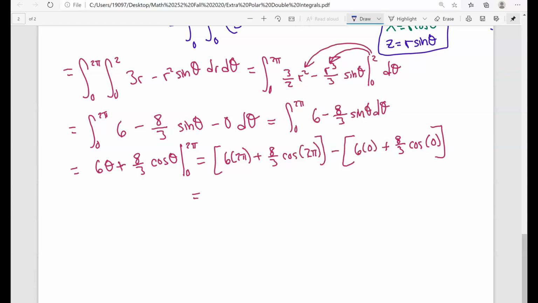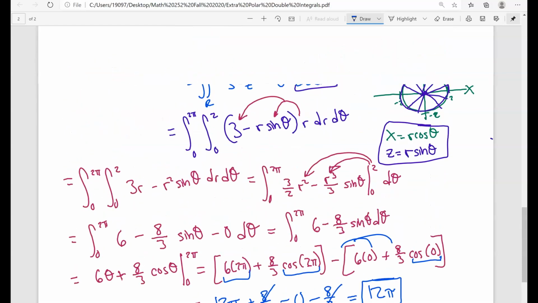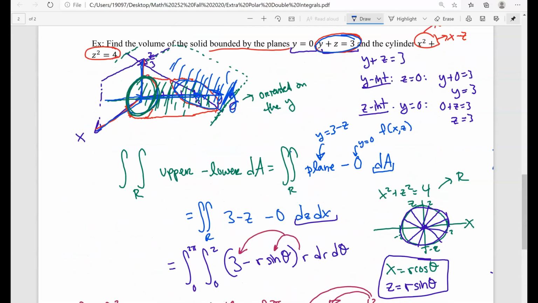So what I'm going to end up with, this guy's going to give me 12 pi. Cosine of 2 pi gives me 1, so you're just left with 8/3. This is going to give me a 0, minus cosine of 0, which is 1, times 8 over 3. It gives me another 8 over 3. You can see that the 8 over 3's cancel out, and I get a volume of 12 pi. So the volume bounded by that plane and that cylinder is going to be equal to 12 pi units cubed.